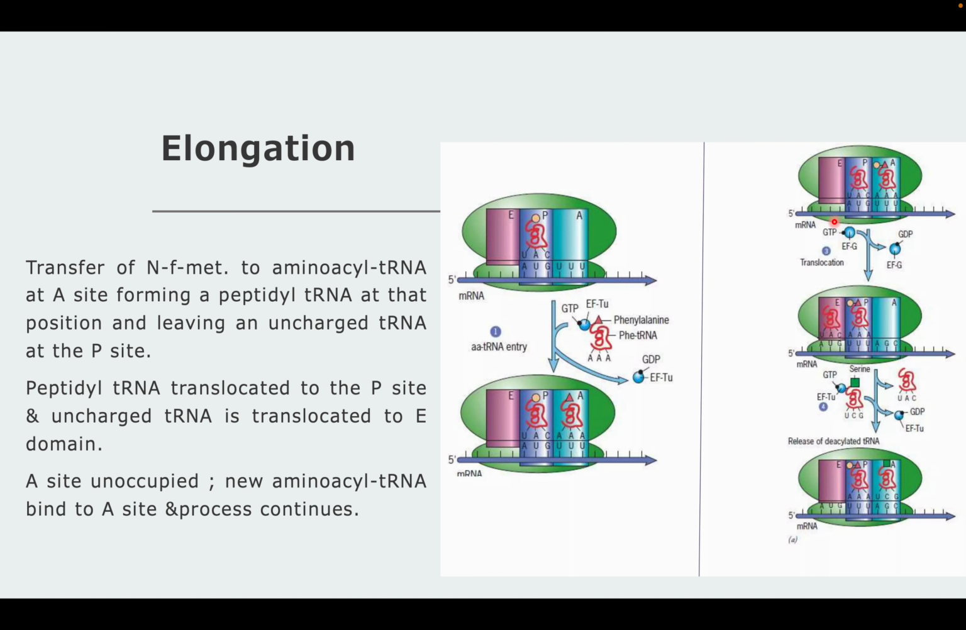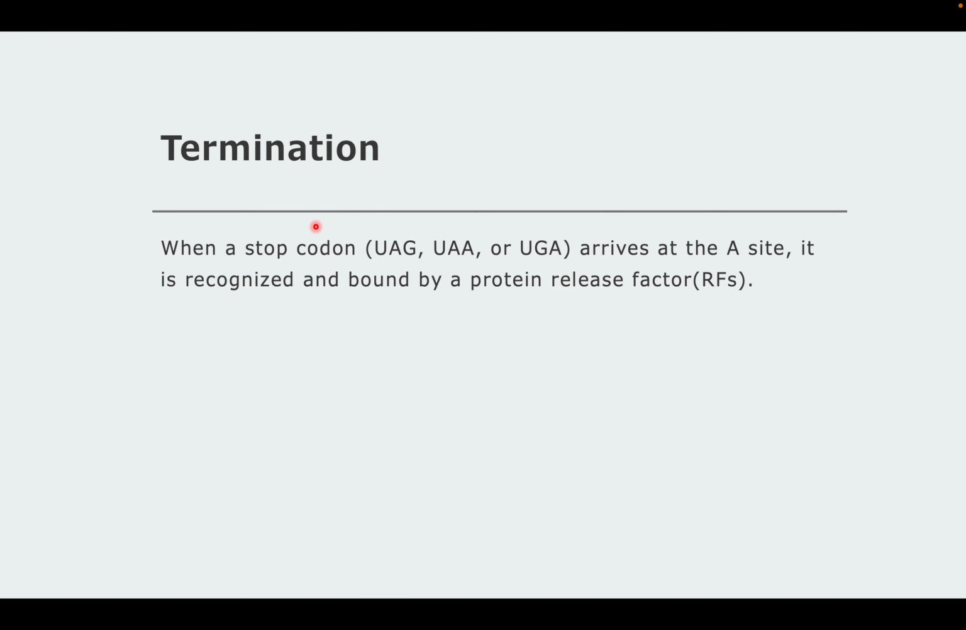Now, how do we know where the termination is? It depends on when a stop codon arrives at the A site. Stop codons are mainly UAG, UAA and UGA. These three are the stop codons, which when they arrive at the A site, are recognized and bound by the release factors.